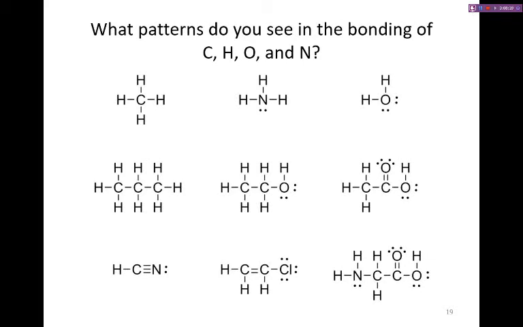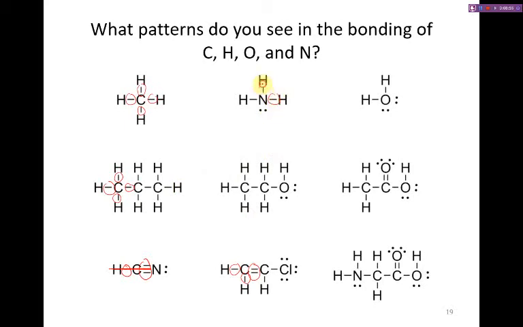Welcome back. So hopefully you saw that in every case, carbon formed 4 bonds total. It could be 4 single bonds to the same element. It could be 4 single bonds but to different elements. We could form 2 single bonds and what's called a double bond. We could form what's called a triple bond with a single bond. But in every case it forms 4 bonds.